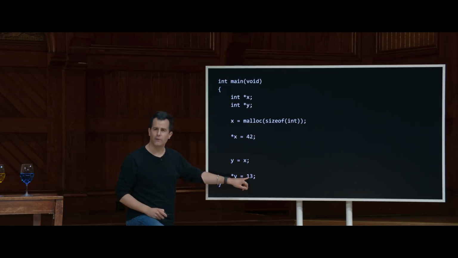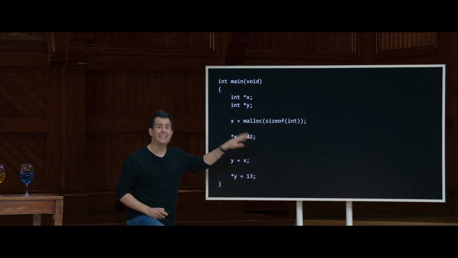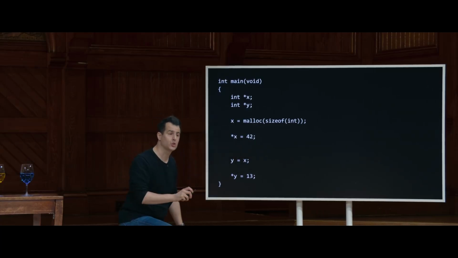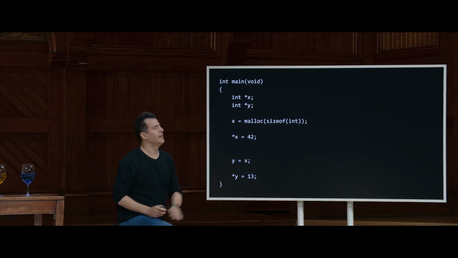And I think this will have the effect of changing the 42 to 13. So this code is correct so long as I don't blindly dereference y by using star y notation. So this gets a little abstract, even though this is just an exercise here.